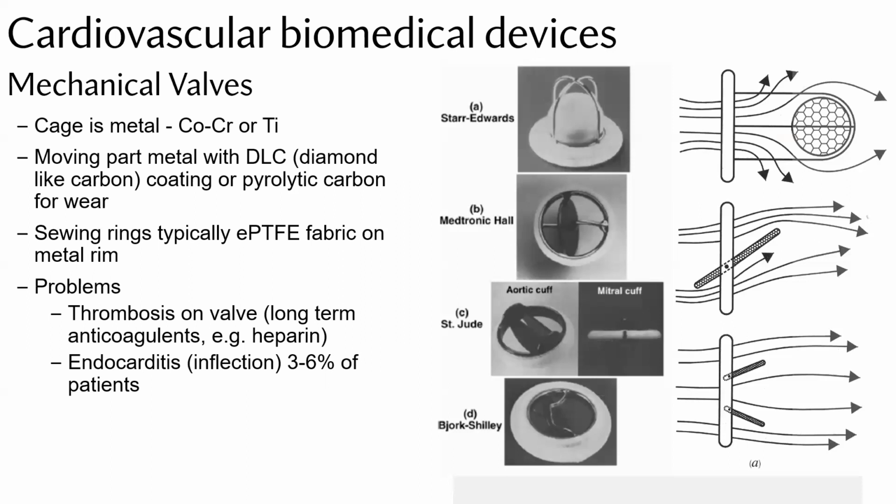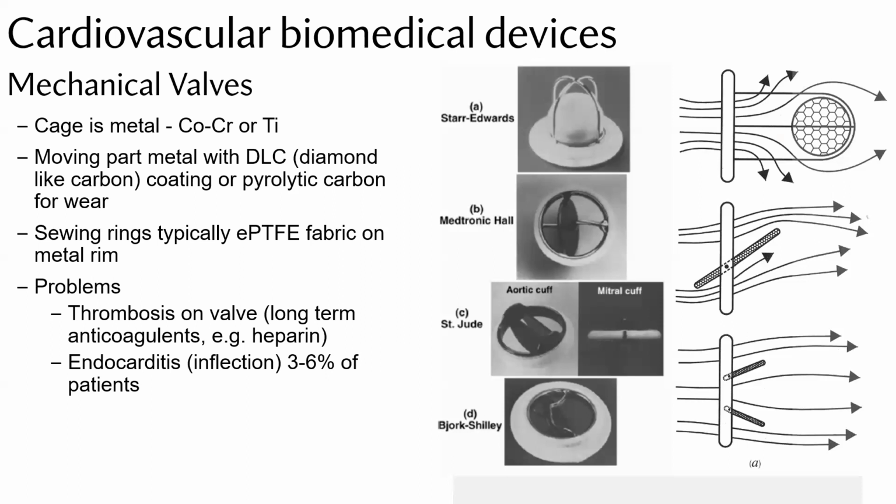The ring around it is a material you've already heard of, ePTFE. You remember Gore-Tex from the previous lectures, and it's usually this fabric on top of a metal rim. Main problems with this is really thrombogenesis. So they initiate thrombosis, and that's why we use anticoagulants, because the material actually isn't that non-adherent to blood cells. So it actually starts accumulating blood cells and coagulation.